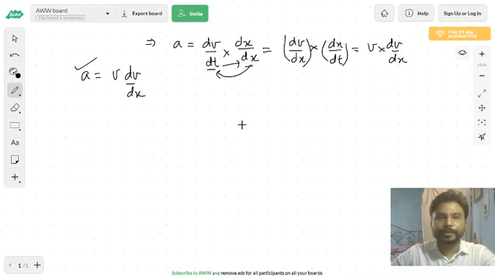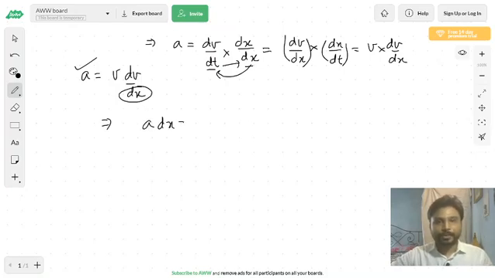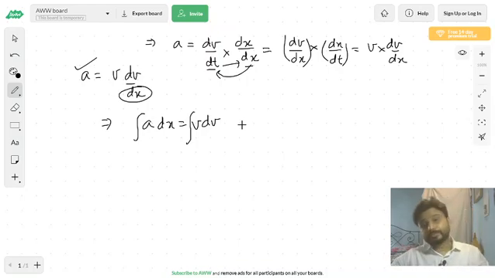Now how do we use this? We'll be using the same process which we did for a is equal to dv by dt, and we went about integrating it. Here the term in the denominator is dx, so we take the denominator term and multiply it with the numerator on the left hand side. So this is a dx is equal to v dv, and then we integrate. We put the integration sign on both sides of the equation, and then we proceed further.